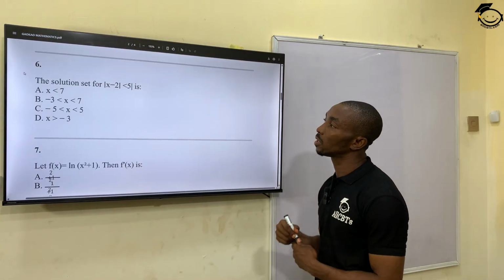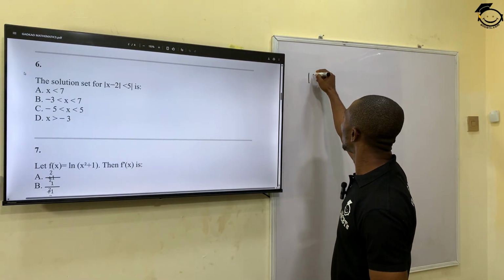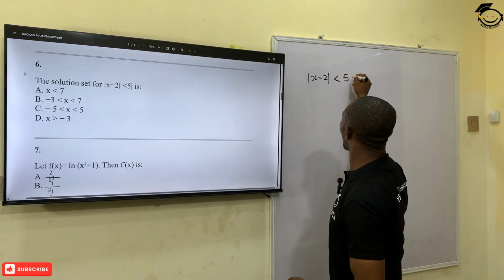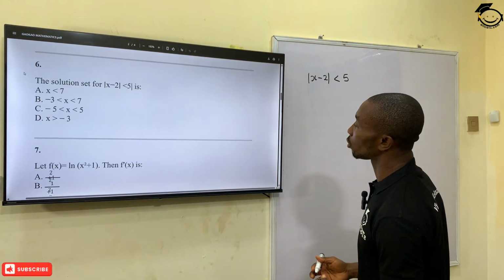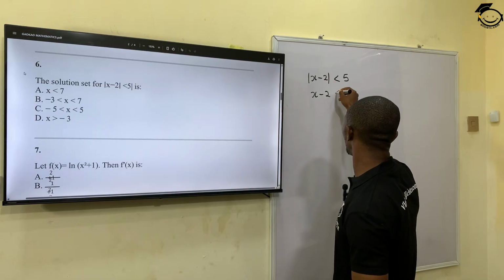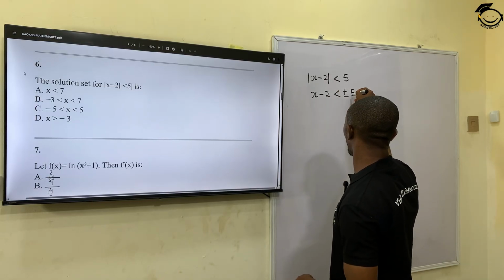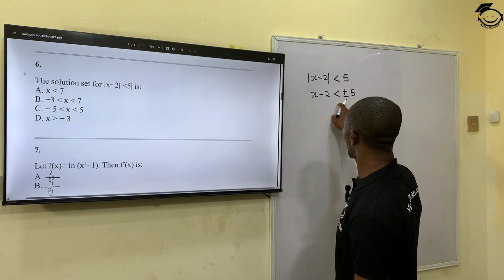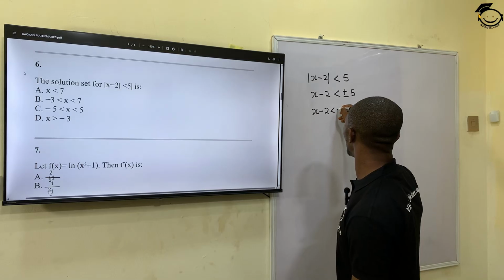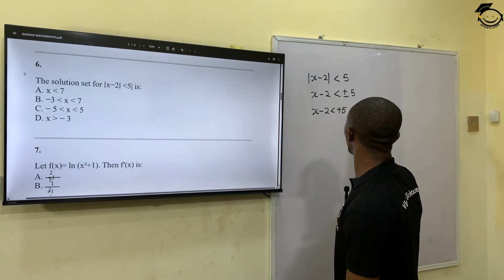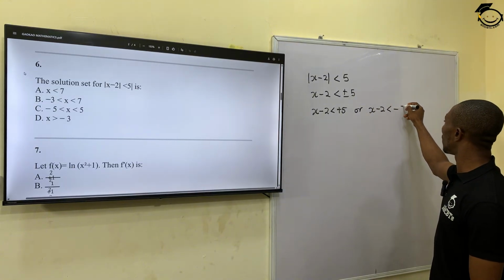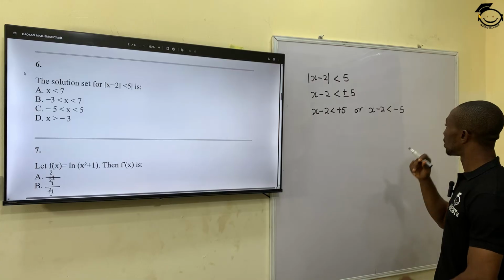The solution set for x minus 2, 5 is what? Now, in finding the solution set of this, it is going to become x minus 2 plus or minus 5. Okay, so expanding this becomes x minus 2 plus 5, or x minus 2 minus 5 is greater than, less than minus 5.